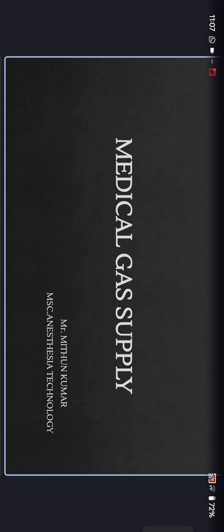These medical gases are supplied through one room, named the manifold room. Through the manifold room only, the entire hospital and various places like intensive care units and wards get the medical gases. On the next slides we will see what medical gases are and where they are stored in the room.